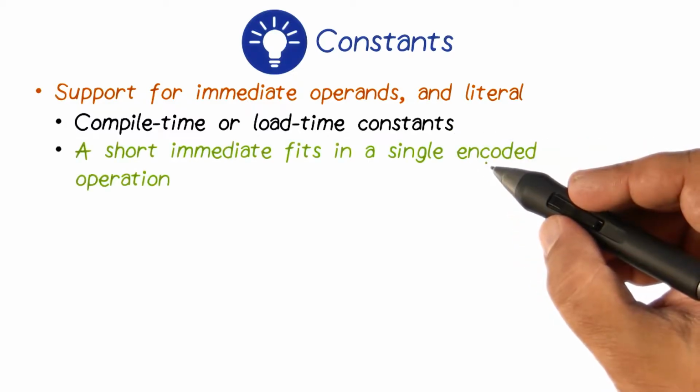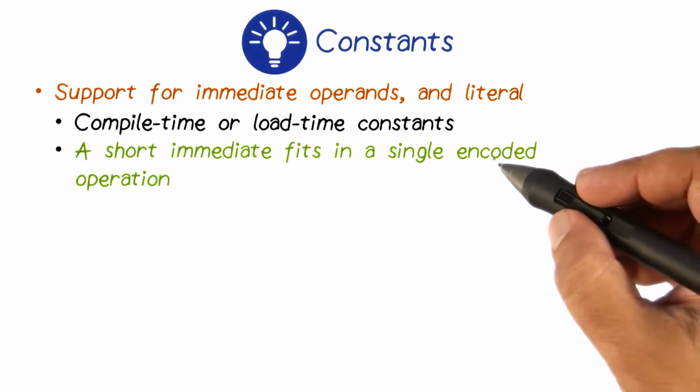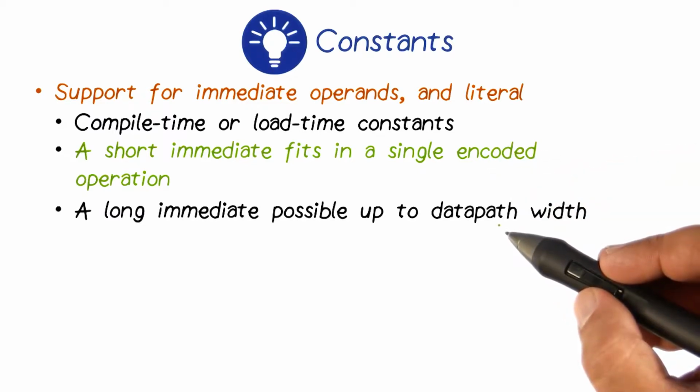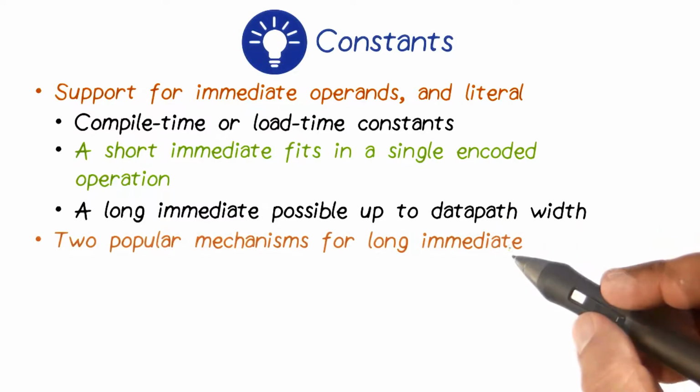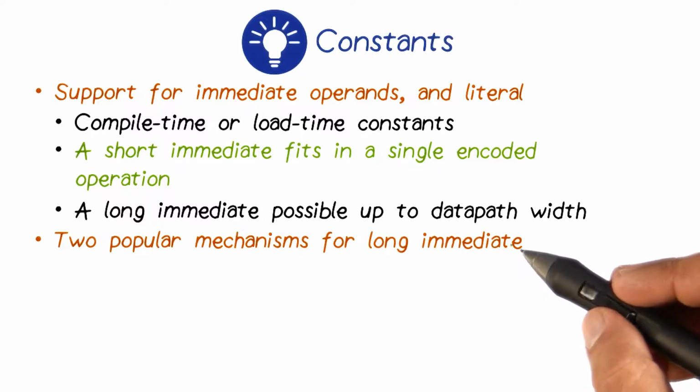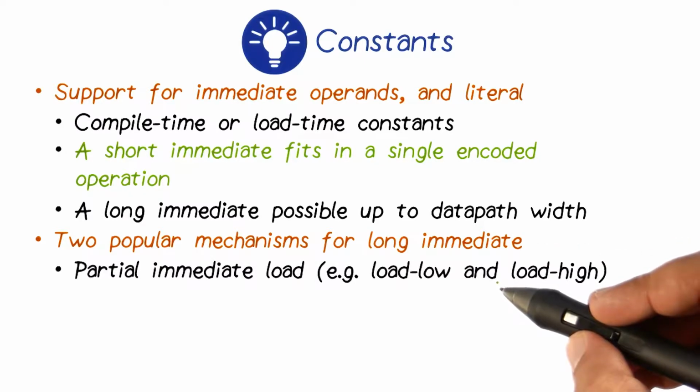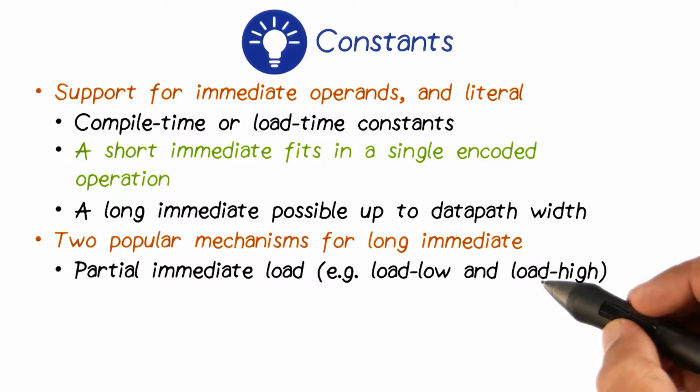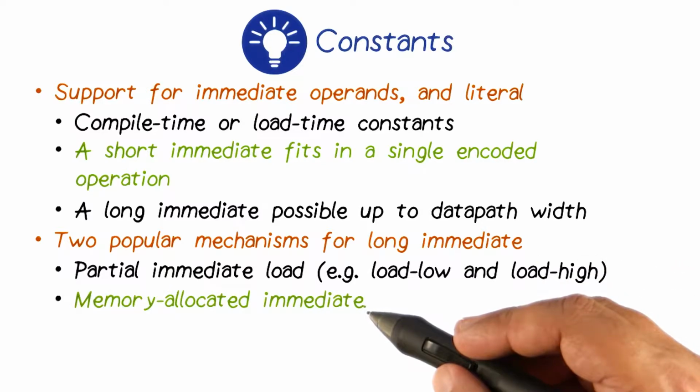Typically, a short constant, an unsigned constant, which is a part of the immediate addressing mode or which is a part of the immediate operand, fits in the single encoded operation. Many times, even a long immediate operand is a part of the encoded instruction provided it fits the data path width. There are two popular mechanisms for handling long immediate operands. Sometimes that immediate operand is broken down into two parts, and you use two instructions for loading those parts separately, such as load low and load high. And then sometimes either those operands are too long or it is not possible to break them down, so we use what is called the memory allocated mode.